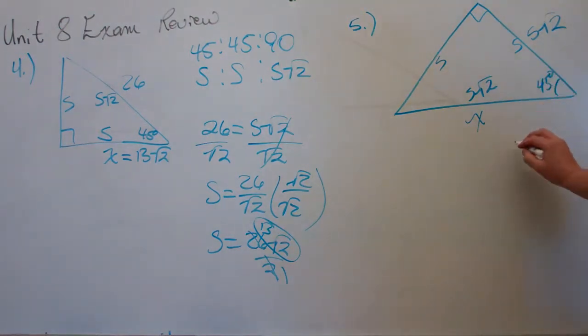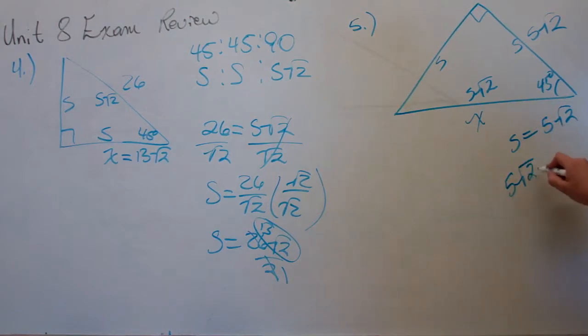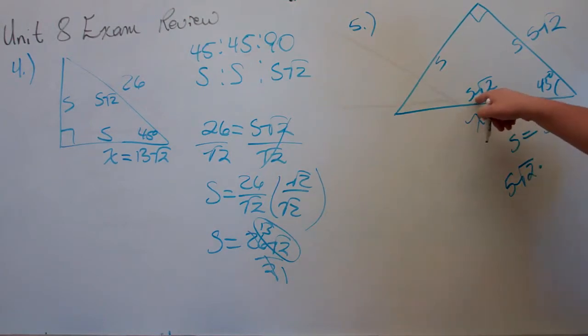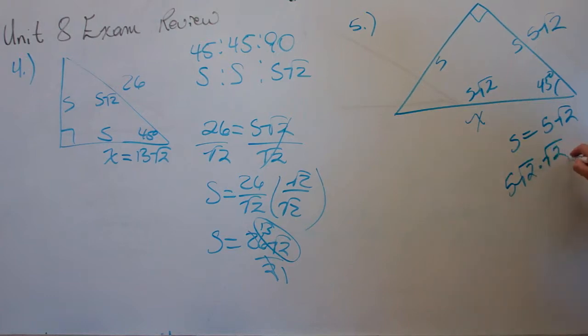All right, so we know that s equals 5 square root of 2. So to find out what s times the square root of 2 is, all we have to do is take our 5 square root of 2, because that's s, and multiply it by the square root of 2. Square root of 2 times the square root of 2 is 2, times 5, which equals 10. So x equals 10. All right.